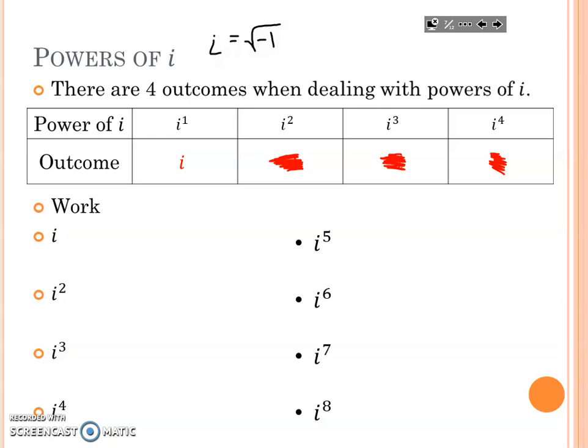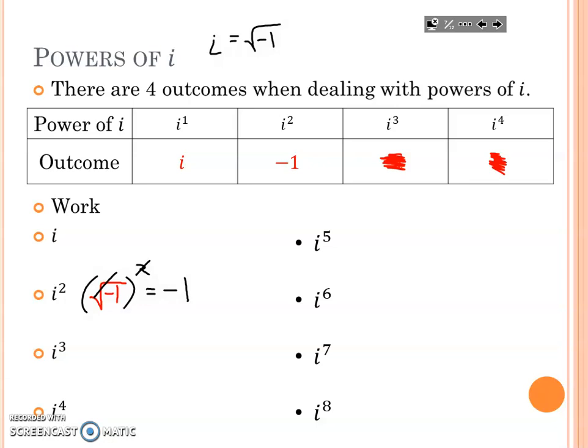So if I have an i squared, instead of saying that's i squared, I could say that's the square root of -1, squared. What's that squared and what's that square root going to do? Well, those two would cancel each other out, and that tells me that i squared equals -1. i squared equals -1. Okay? Then we can use that pattern that we've discovered to answer what all of these other powers of i are going to equal.